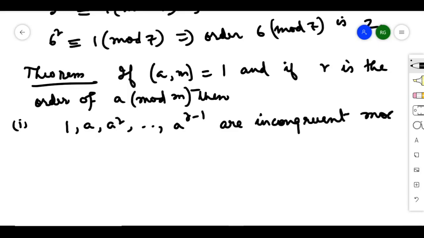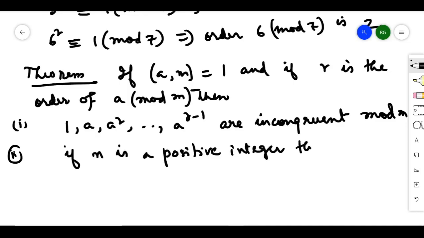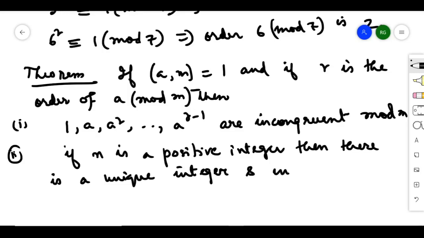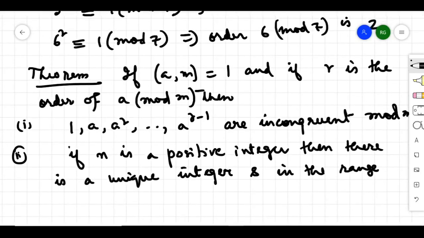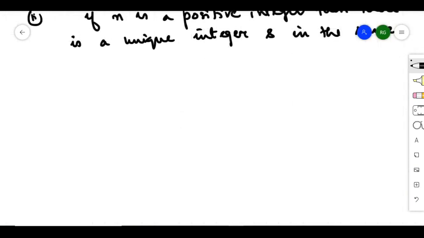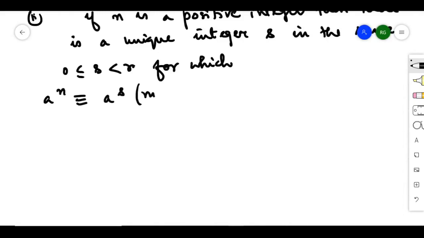Number 2, if n is a positive integer, then there exists a unique integer s in the range 0 less than or equal to s less than r, for which a to the power n is congruent to a to the power s mod m.